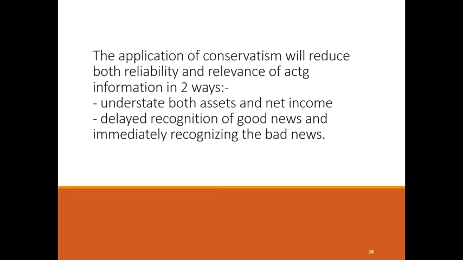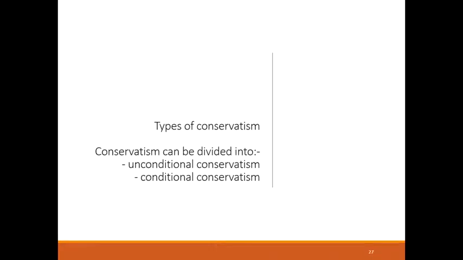For example, allowance of doubtful debt. Okay, kita tak tahu pun actually untuk tahun tu berapa yang kita akan incur untuk bad debt, tapi kita terus je buat anggaran. Mungkin sebanyak 5% of our account receivable kita tak akan dapat collect. Okay, itulah conservatism. So conservatism ni ada dua jenis, iaitu unconditional conservatism and conditional conservatism.